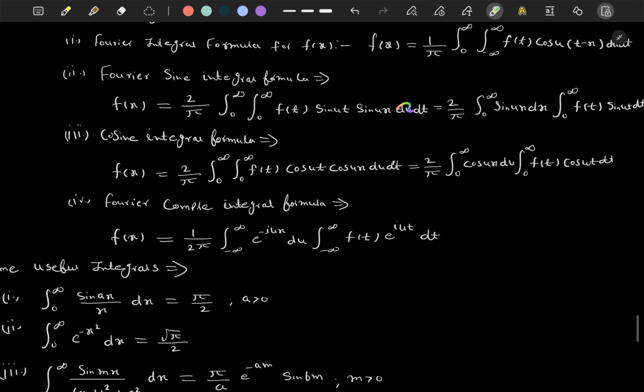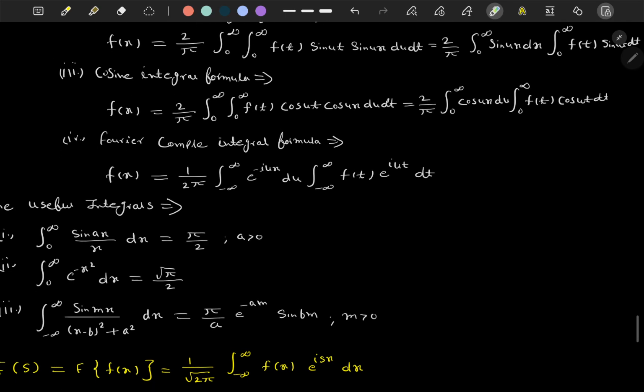Similarly, the cosine integral formula: 2 over pi, 0 to infinity, f of t cos ut and cos ux. Here sin ut sin ux, cos ut cos ux, and we can also determine the integral separately.